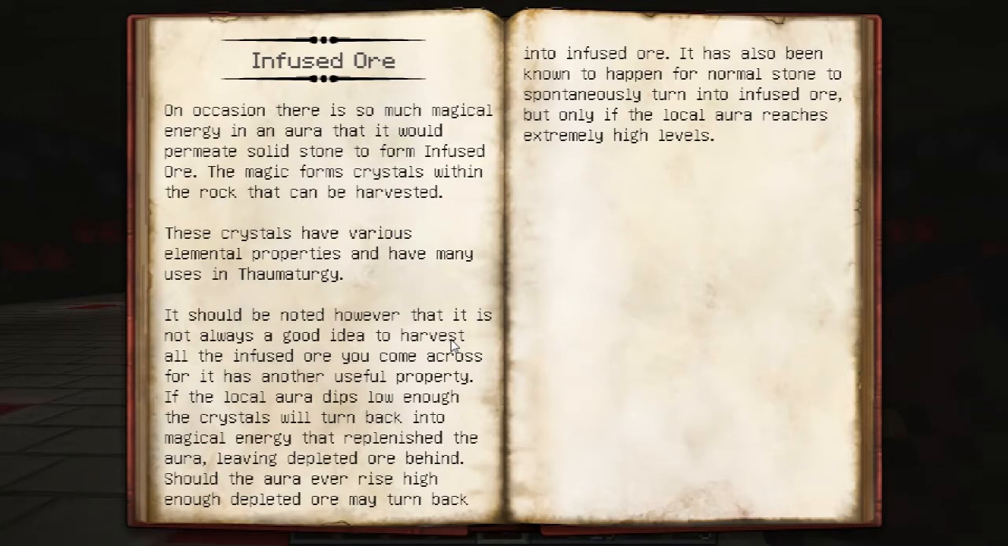It should be noted, however, that this is not always a good idea to harvest all the infused ores you come across, for it has another useful property. If the local aura dips low enough, the crystals will turn back into magical energy, then replenish the aura, leaving depleted ore behind. Should the aura ever rise high enough, depleted ore may turn back into infused ore. It has also been known to happen for normal stone to spontaneously turn into infused ore, but only if the local aura reaches extremely high levels.